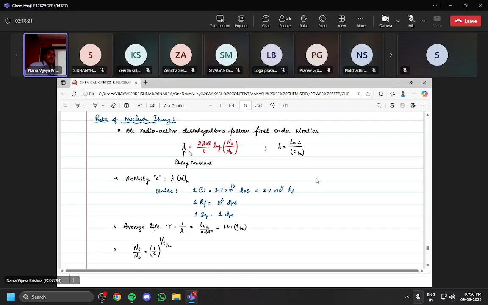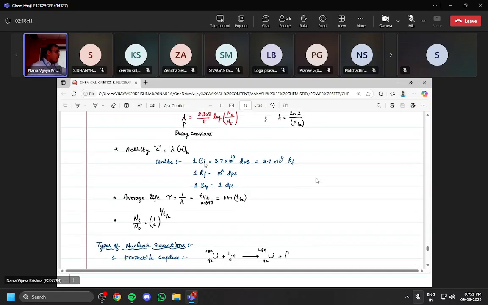Just now we have discussed lambda equals 1 by T log base e, or 2.303 by T log N naught by N T. Correct? Now, the rate of reaction has units of moles per liter per time. Here we call it activity. Activity units will be Curie, Rutherford or Becquerel. Curie means 3.7 into 10 power 10 disintegrations per second. Rutherford means 10 power 6 disintegrations per second, and Becquerel means 1 disintegration per second. There it is moles per liter per second; here it is disintegrations per second.